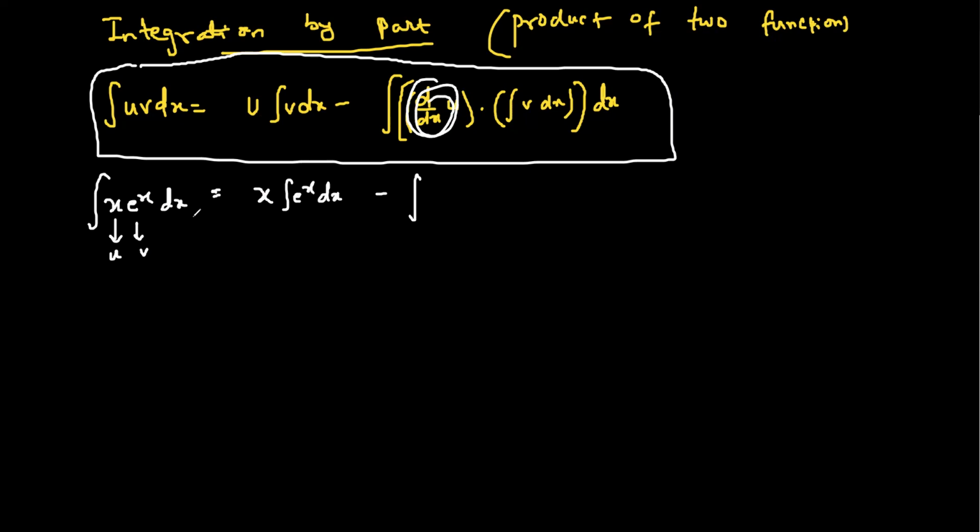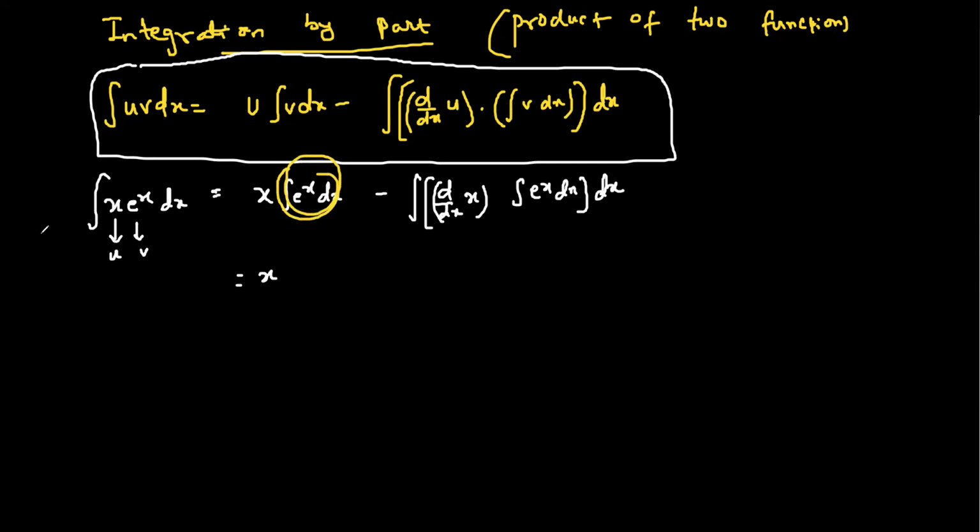This is the derivation of u. Derivation of u means x, and integration of v. Okay, integration of e^x is what? Integration of e^x is what? e^x. Yeah. Derivation of x is what? 1. And integration of e^x is e^x.